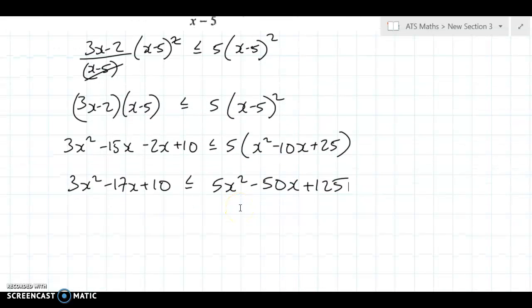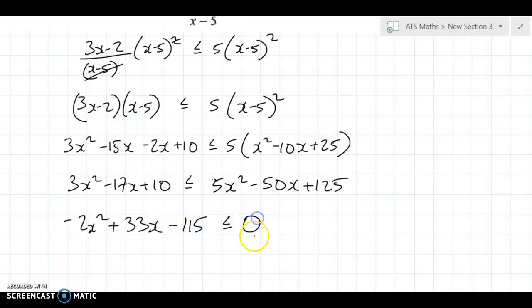And then we can throw stuff across here. We can bring the 3x squared over, or we can bring the 5x squared over this way. It doesn't really matter. I'm going to bring the 5x squared over, so I get minus 2x squared there. Minus 17 plus the 50 is going to give me plus 33x. Is that right? I think that's right. And then the 10 minus the 125 will give us minus 115. That's all less than or equal to 0.